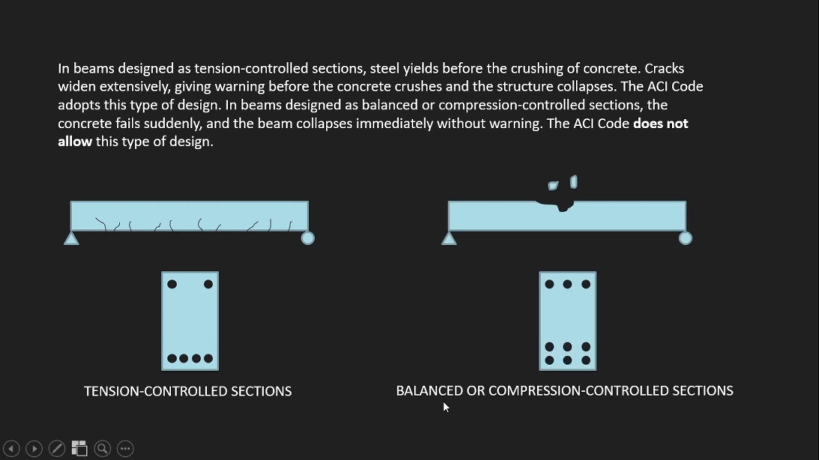Pero pag yung balance ang nangyari or compression-controlled section, if this failure occur, dahil sa sobrang dami na ginamit natin ng bakal, hindi siya mag-yield, ibig sabihin, mauna mag-fail yung concrete natin. So, ganito yung mangyayari. Kaya yung tension control yung ina-adapt ng ACI or our NCP.